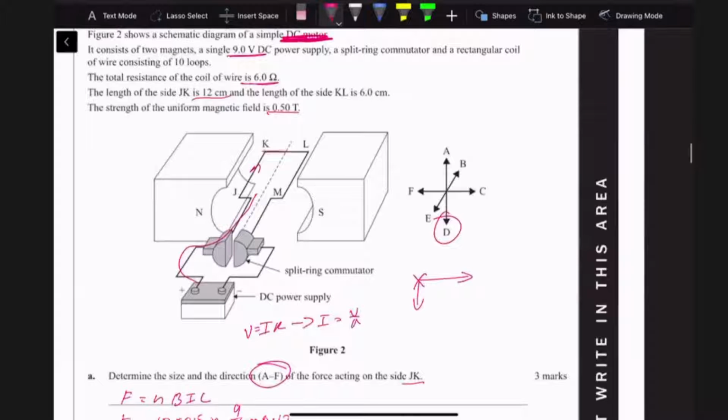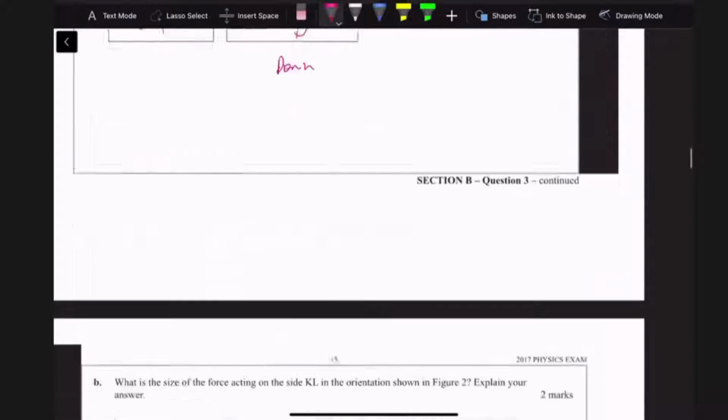So what's the size of the force acting on KL? So KL is actually parallel to the flux field line. So it's going to be 0.